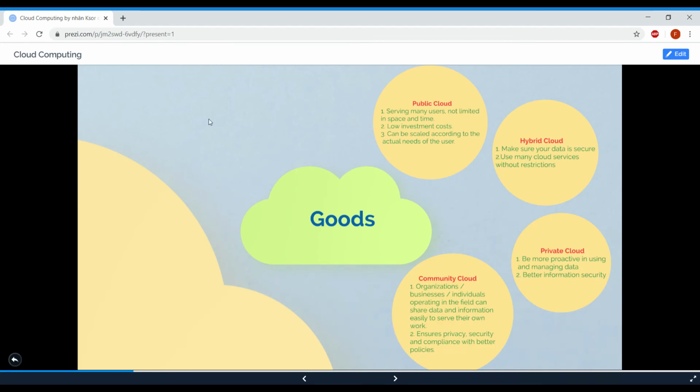Next to public cloud is hybrid cloud, with two advantages. The first one is data security, and the last one is using multiple cloud services without restriction. Next, private cloud has two advantages. The first one, more flexibility in using and managing data. Secondly, information security is better.